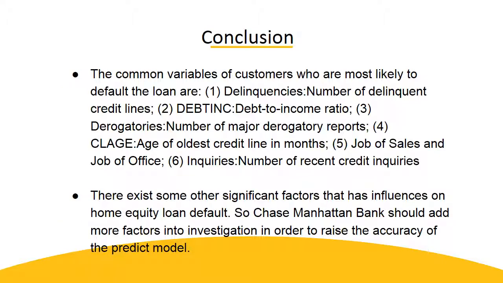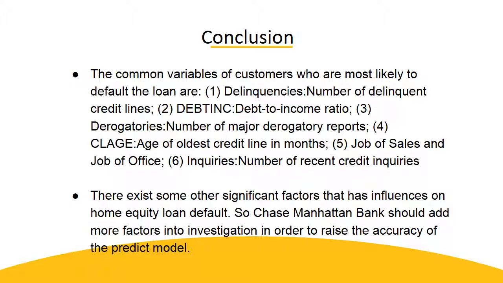Here comes our conclusion. The common variables of the customers who are most likely to default on a loan are delinquencies, meaning number of delinquent credit lines, debt INC, debt to income ratio, derogatories, meaning number of major derogatory reports, credit line age, meaning age of oldest credit line in months, job of sales and job of office, and inquiries, meaning number of recent credit inquiries.